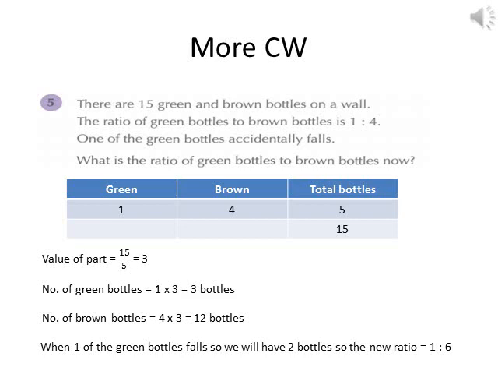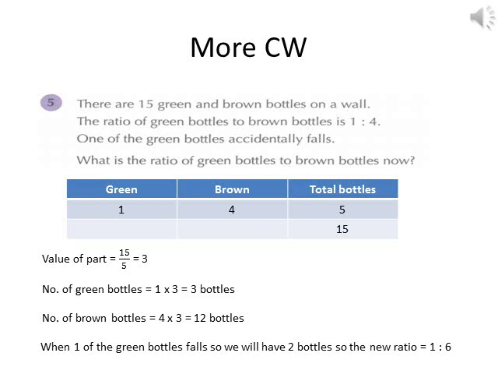And then to get the number of green bottles, 1, which is the ratio of the green, times 3, which is the value of a part, equals 3 bottles. So I have right now 3 green bottles. And then to get the number of brown bottles, it is 4 times 3 equals 12 brown bottles. And then continue reading the question.